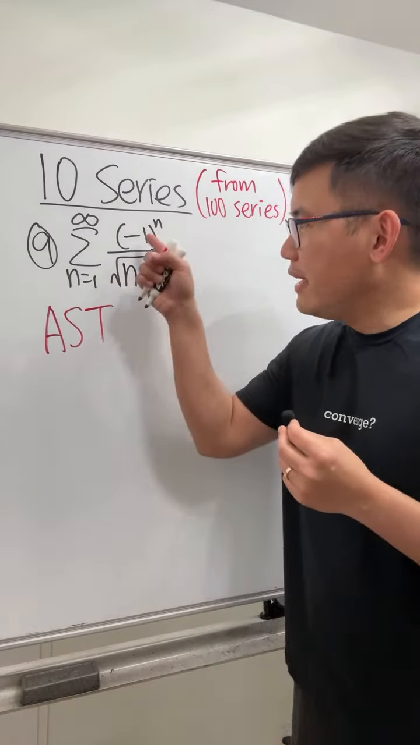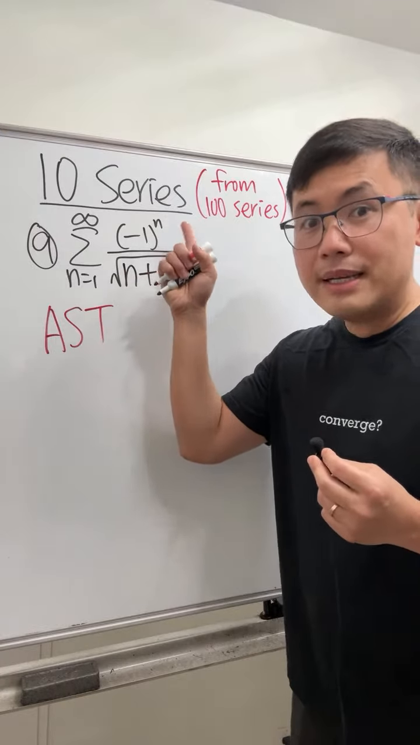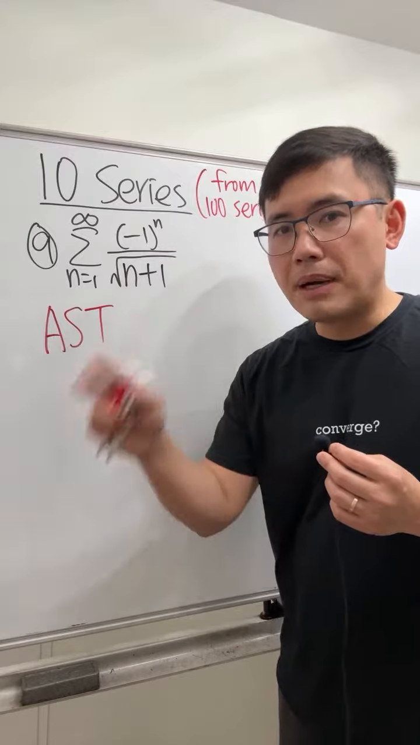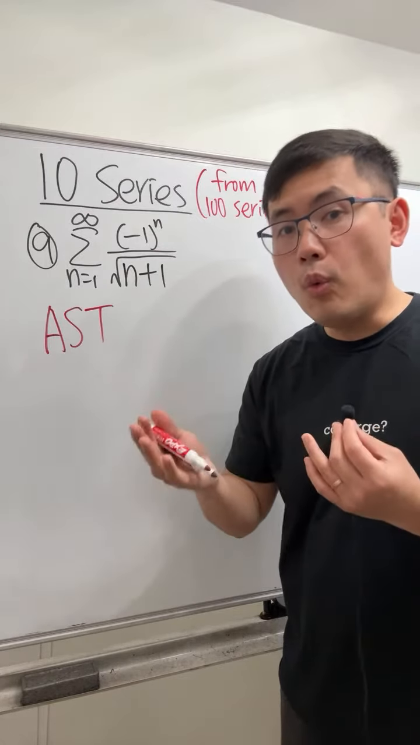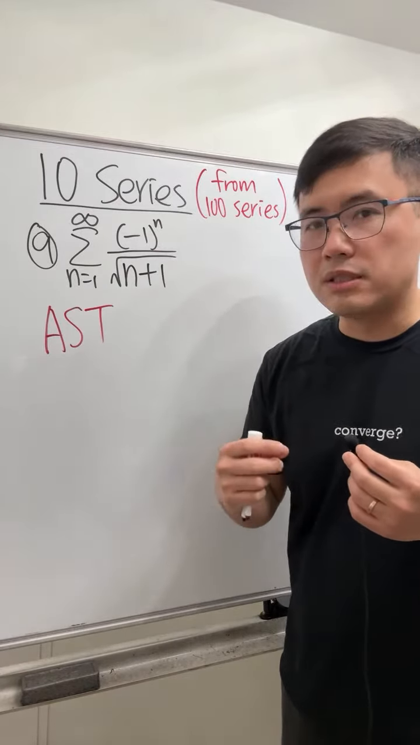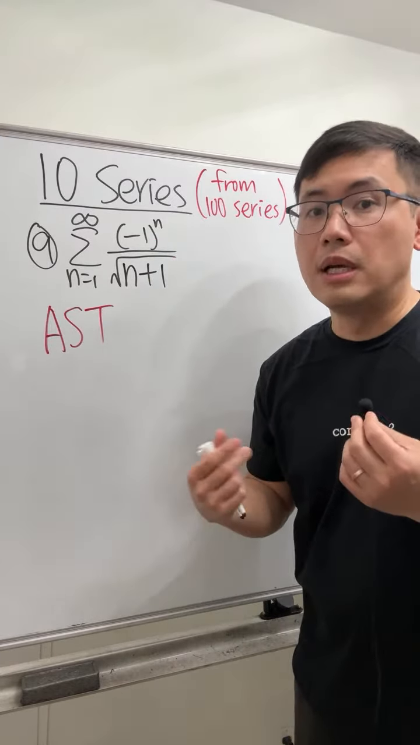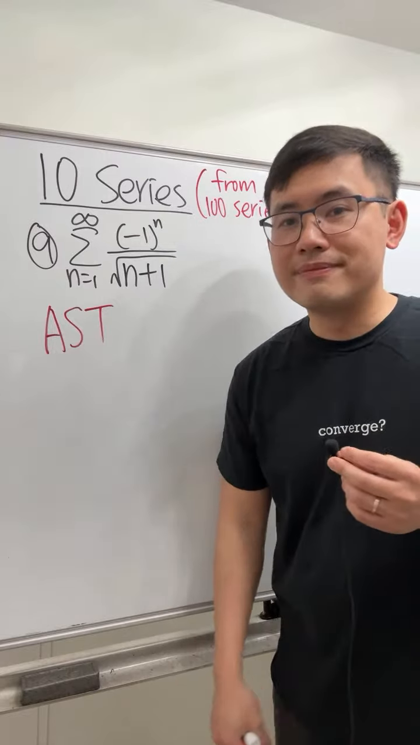Because of the (-1) to the nth power. So this right here, it alternates. Alternating in the sense that positive, negative, positive, negative, or negative, positive, negative, positive. In this case, the first term is actually negative, but the next term is positive, so it alternates.